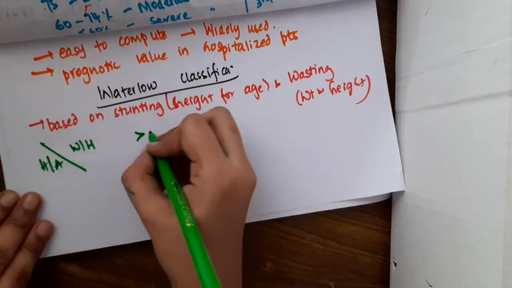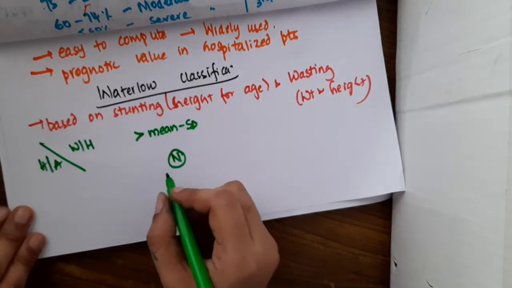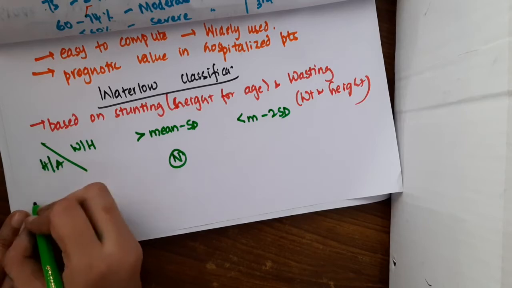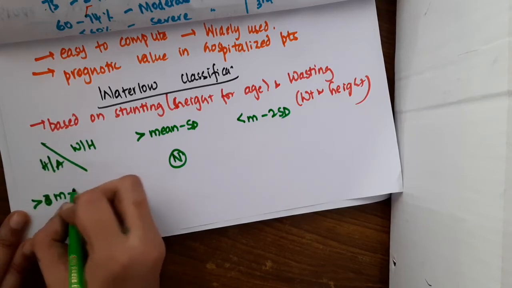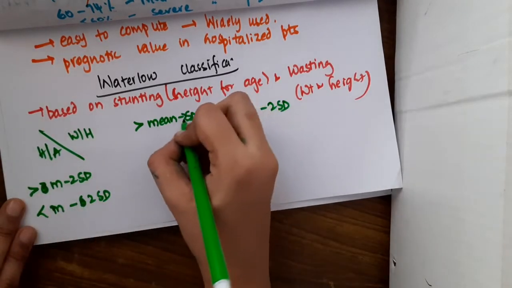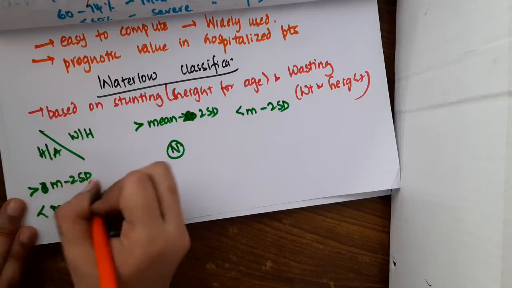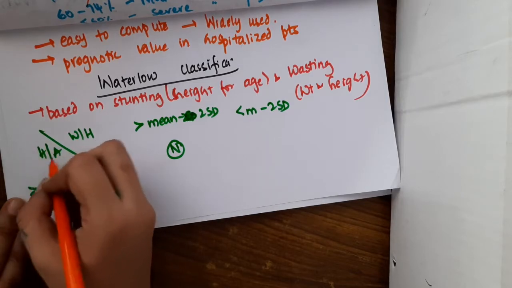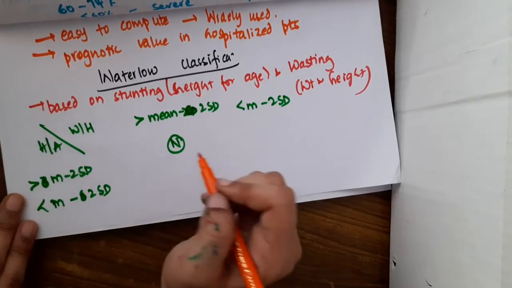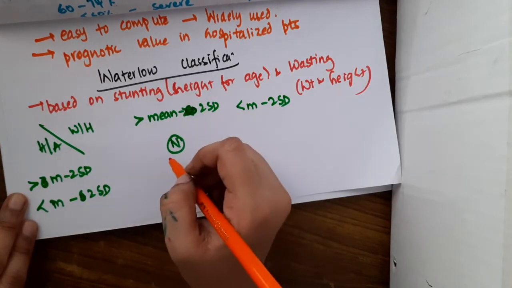If weight for height is more than mean minus 2 standard deviation, and for height for age also you see more than mean minus 2 standard deviation, then it is normal. So you calculate the mean minus 2 standard deviation, and if you find that the height for age is more than mean minus 2 standard deviation, and weight for height is also more than mean minus 2 standard deviation, then it is normal.